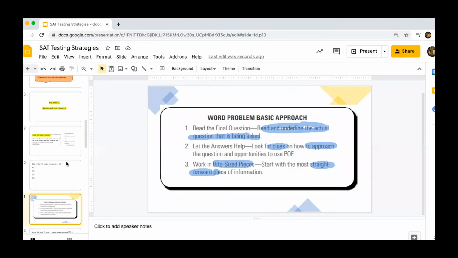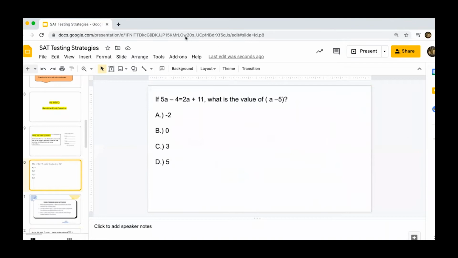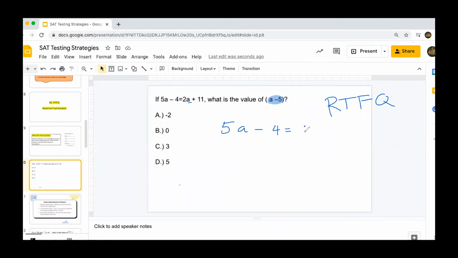So let's go ahead and give it a try on this problem. We're going to read the final question, right? So RTFQ. The final question, they're not looking for A, but they're looking for A minus 5. So let's focus on that and make sure we find the answer. So here I have 5A minus 4. This is a question that we have done over and over in math. I have 5A and 2A. With A, it's easier to get rid of, obviously, the smaller one.